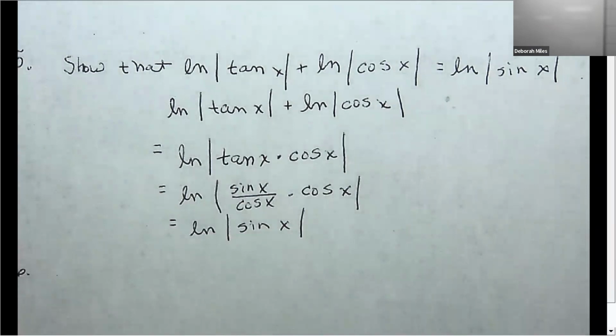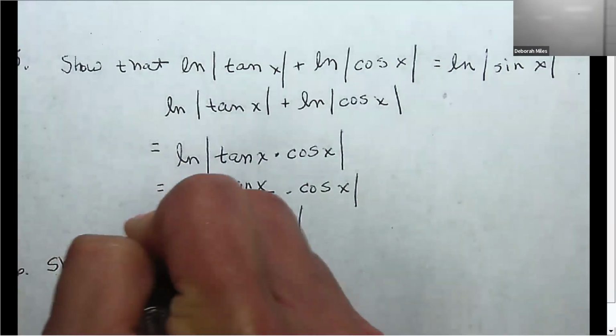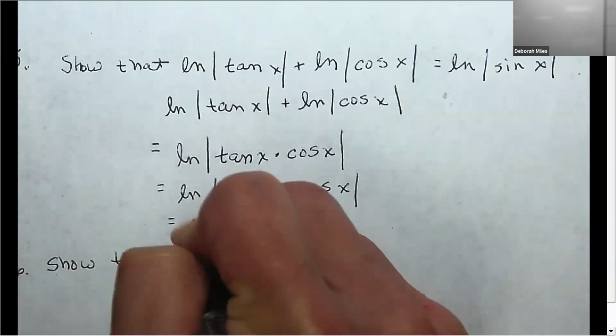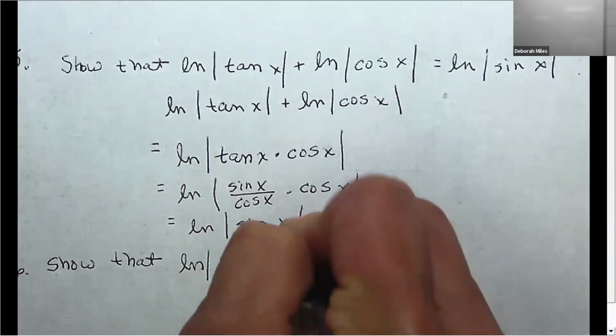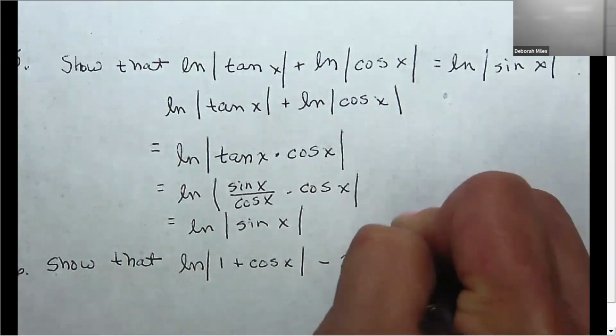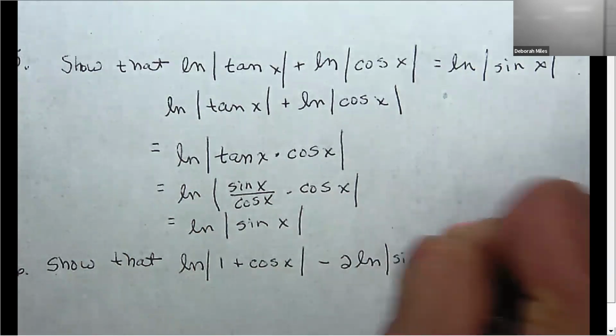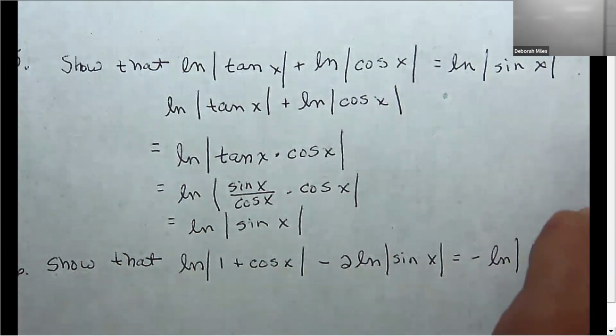One more, number 16. Show that natural log of absolute value of 1 plus cosine x minus 2 natural log of absolute value of sine x equals negative natural log of absolute value of 1 minus cosine x.